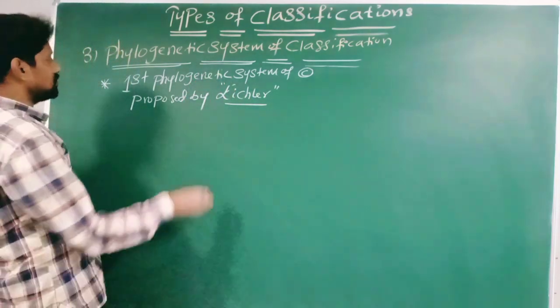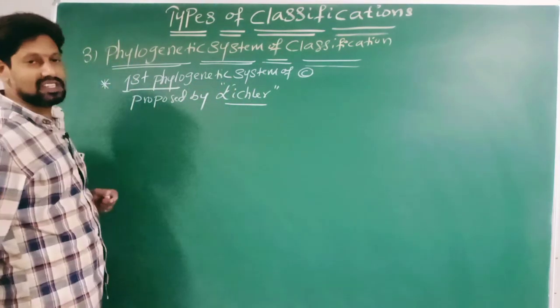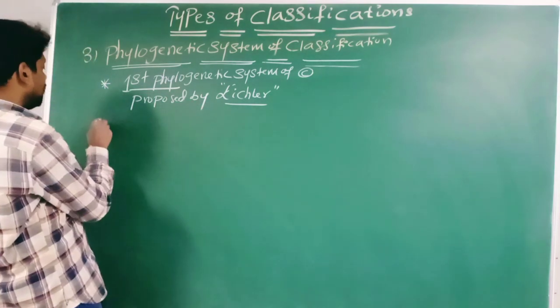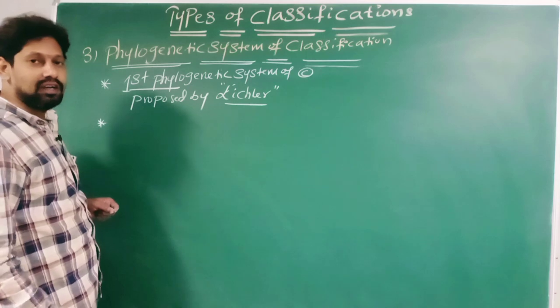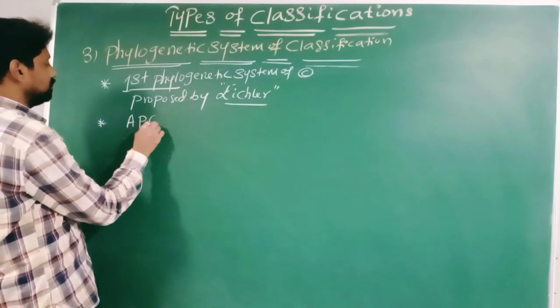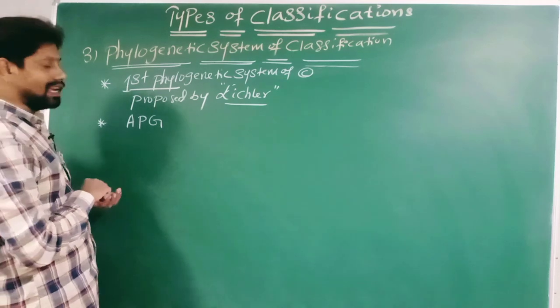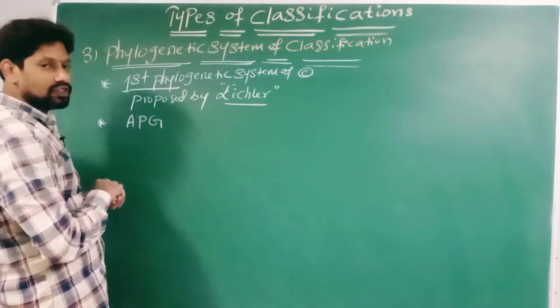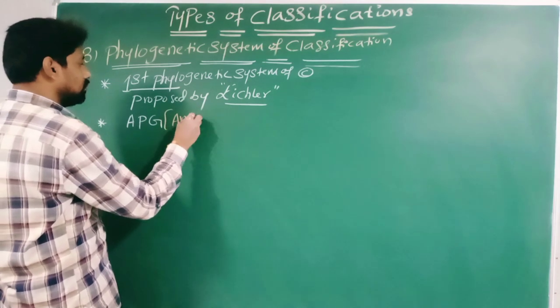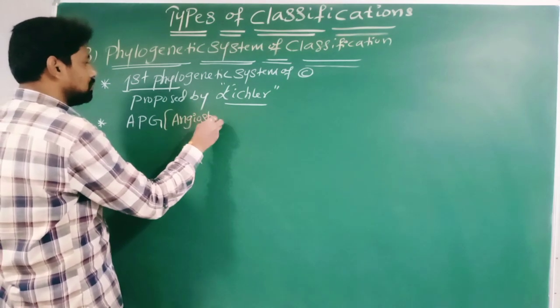Who proposed the first phylogenetic system of classification, sir? Eichler. Okay. Sir, the latest phylogenetic system of classification is APG. What is the full form of APG, sir? Angiospermic.